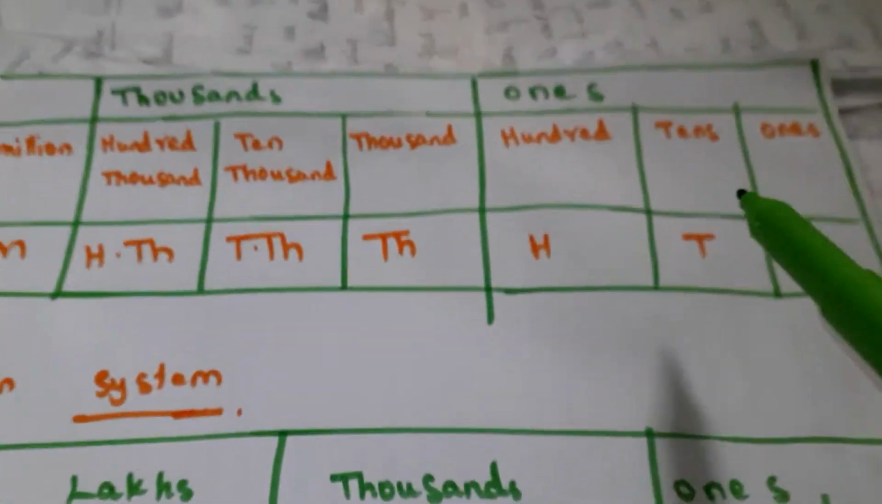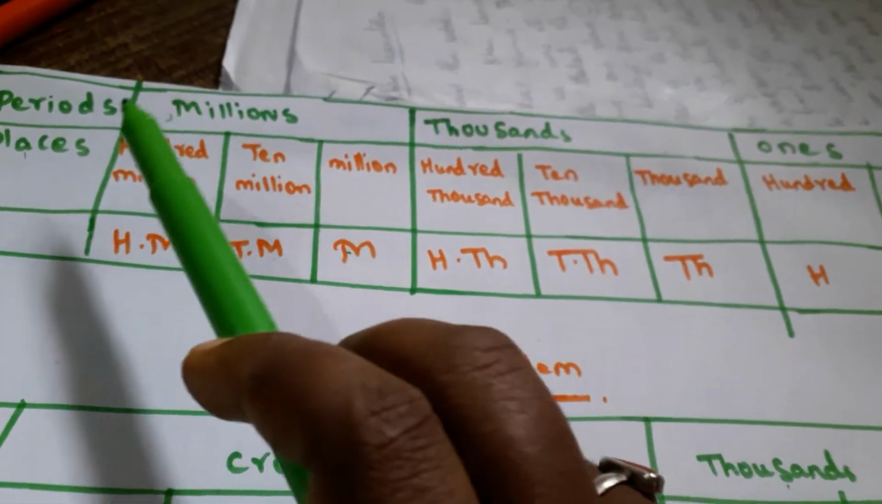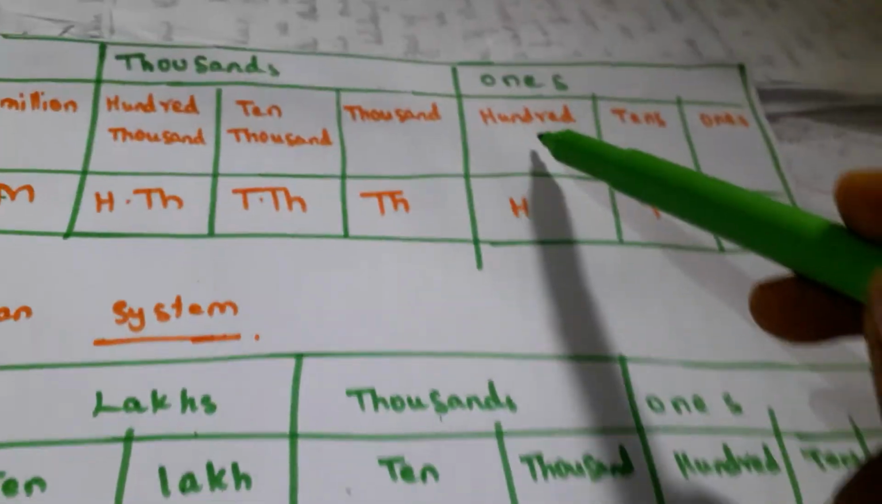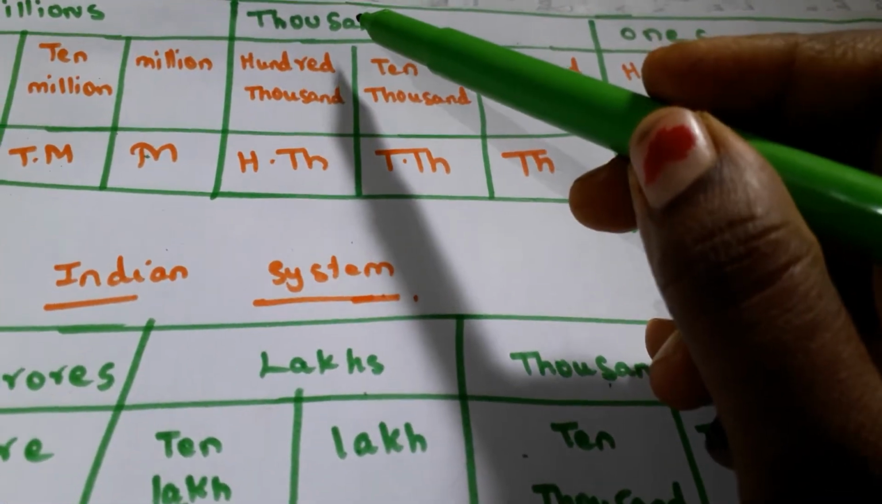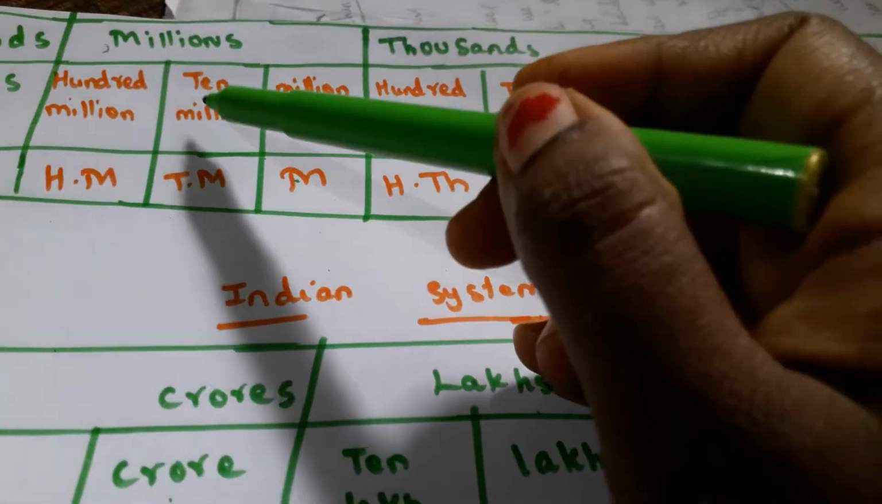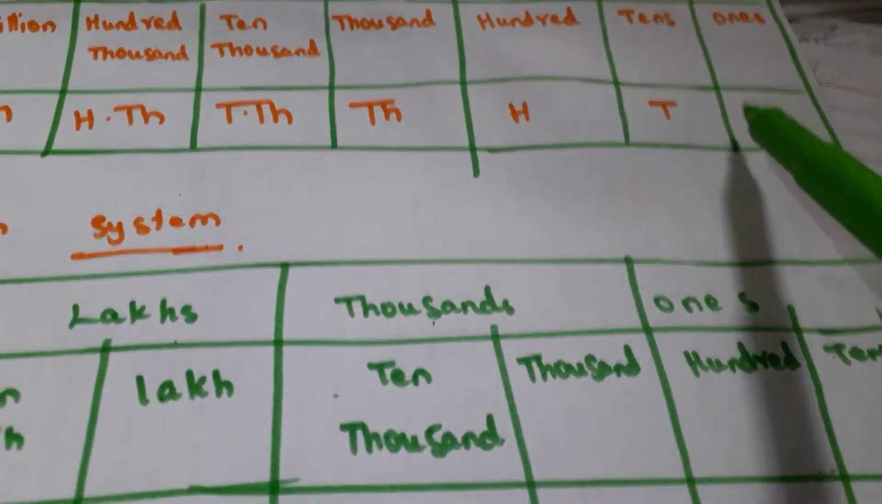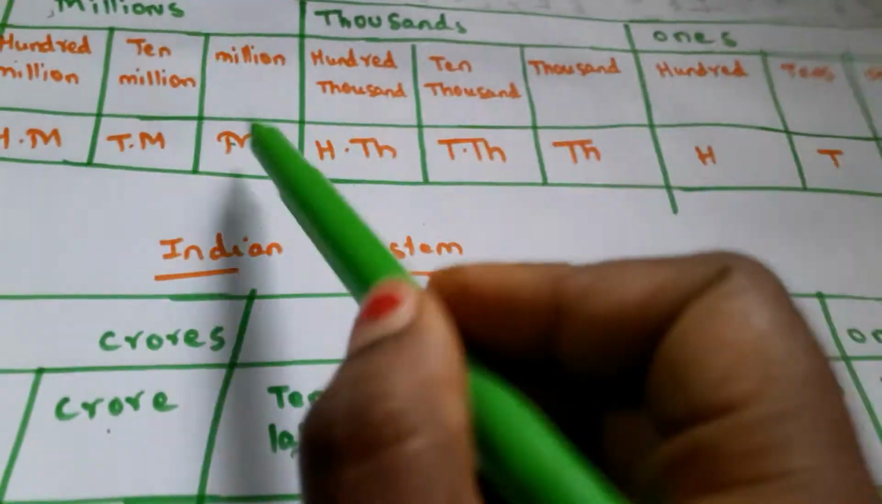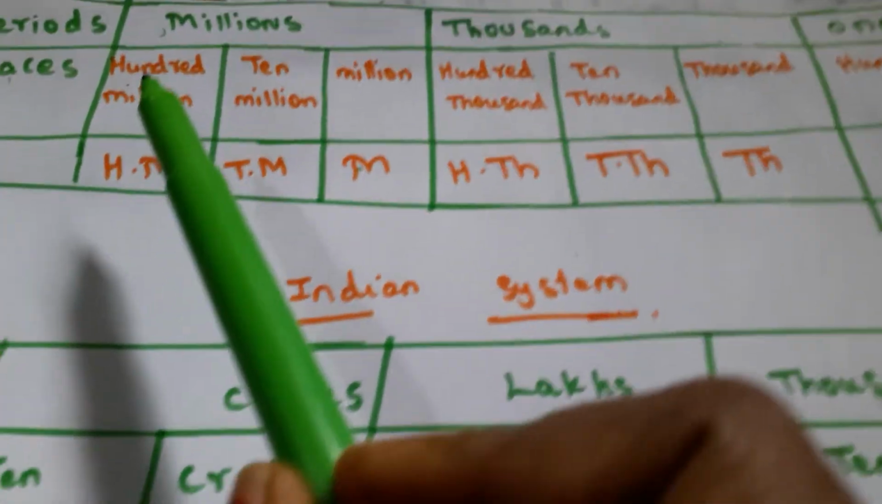Now I have here my international system. I have here periods: ones, thousands and millions. These are the periods. Now I have ones, tens, hundred, which belong to my ones period. Thousand, 10,000, 100,000 belong to the thousands period. Million, 10 million, 100 million belong to the millions period. Now I am going to represent them: HTH means 100,000, M means million, TM means 10 million, and HM means 100 million.